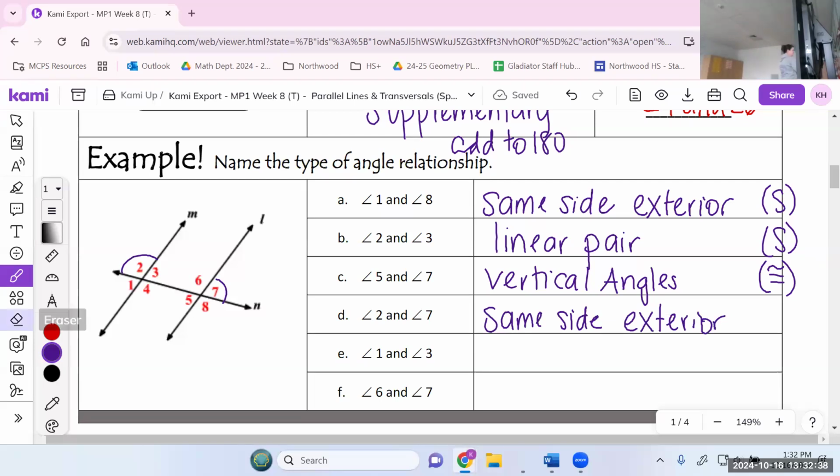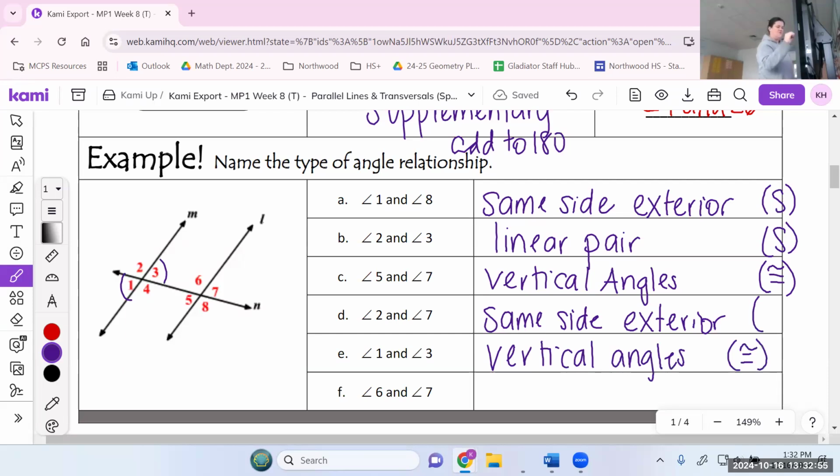1 and 3. Those again are your vertical angles. And I forgot to add my vertical angles. I'm going to put in here for myself that means they're congruent, versus the same side exterior, which again are going to add to 180, just like 1 and 8 do, right? They're just on the other side.